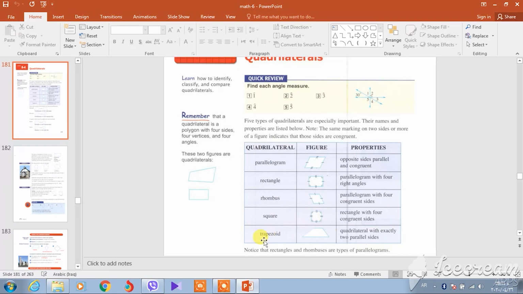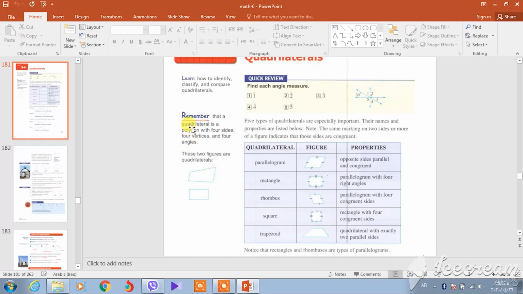Okay, and we have the trapezoid, a quadrilateral with exactly two parallel sides. Just two sides are parallel, the other sides are not parallel. If we extend this line and this line, they intersect, but we have just two parallel sides, this side and this side.